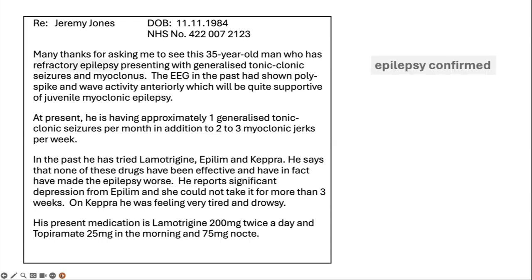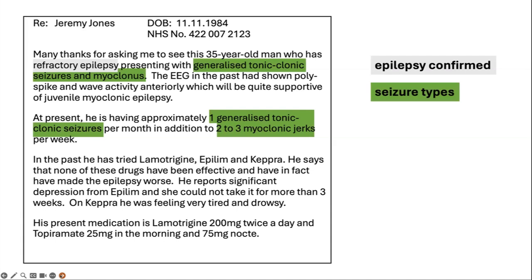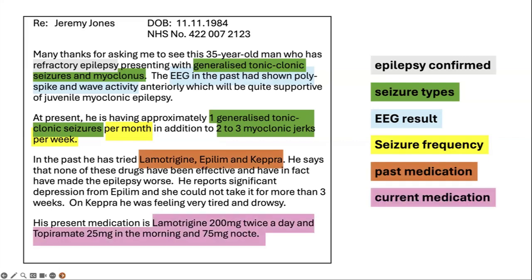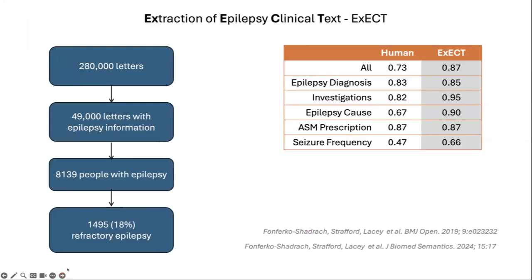And you can see straight away that there's lots of useful things for research here. So it confirms the diagnosis, and the green things are the seizure types. You've got an EEG, which is a type of investigation. You've got the results in there. You've got the frequency of the seizures, and the medications that have been tried in the past, and medications that you're on now. So what we try to do is get that information out of the clinic letters and into SAIL to increase the resolution of the data.